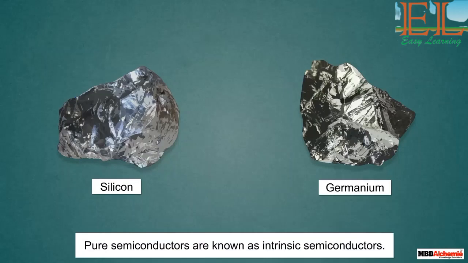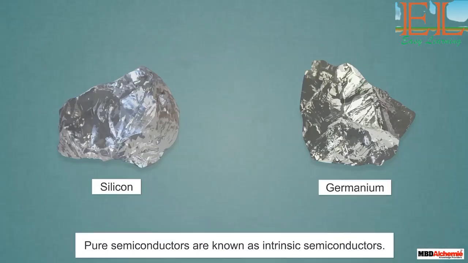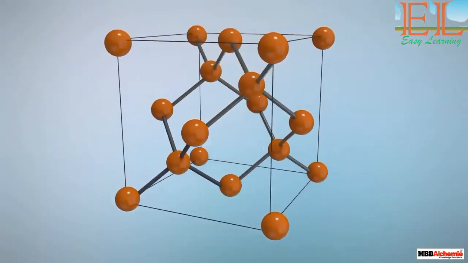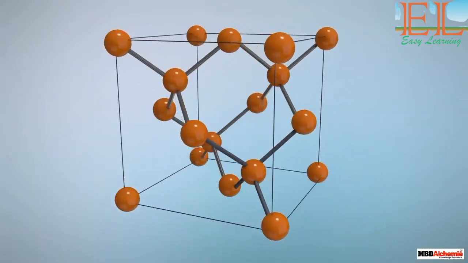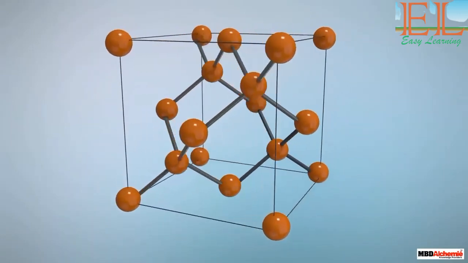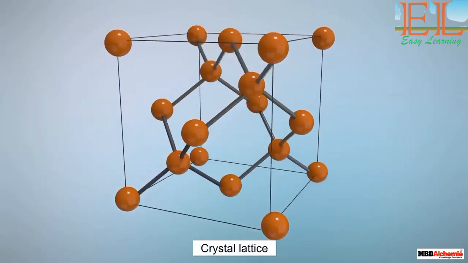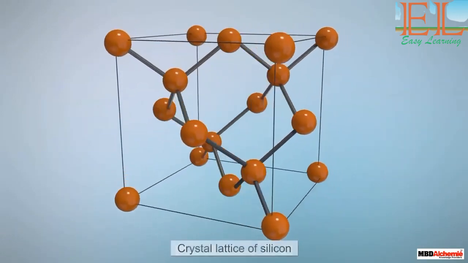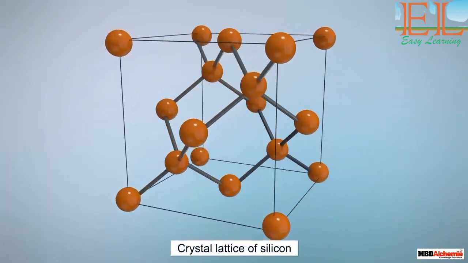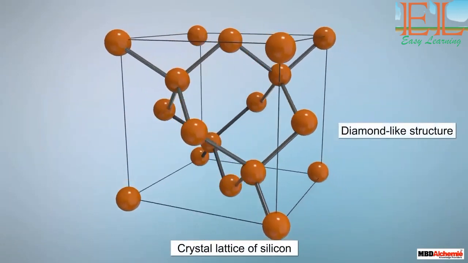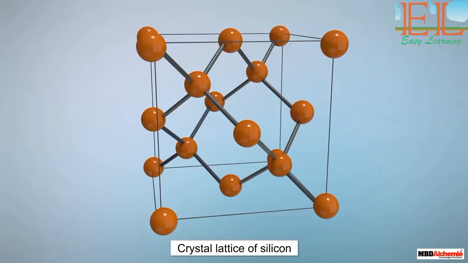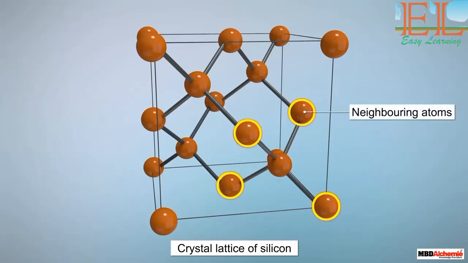Conductors are known as intrinsic semiconductors. The atoms of intrinsic semiconductors are closely grouped together in a crystalline pattern called a crystal lattice. Let us consider the crystal lattice of silicon. This is a diamond-like structure. Each atom is surrounded by 4 nearest neighboring atoms.